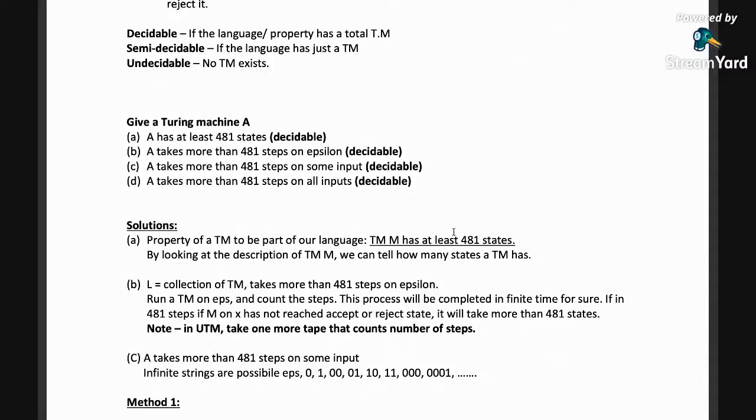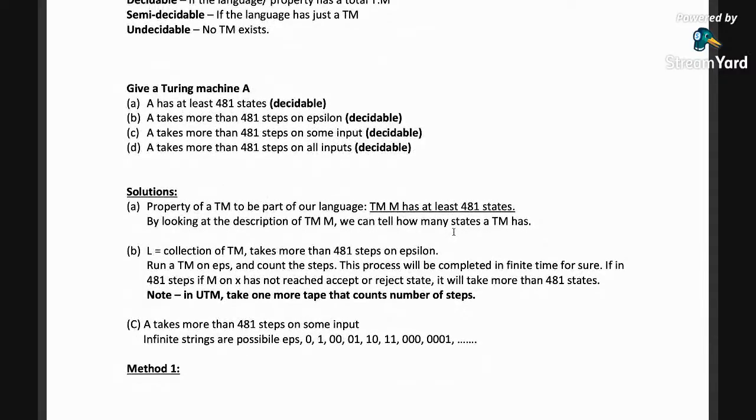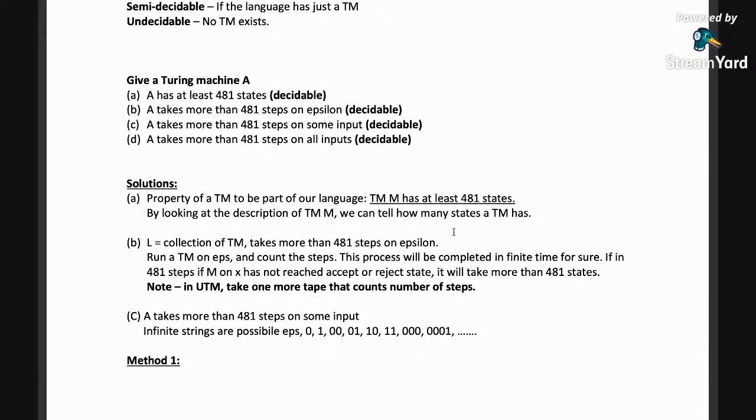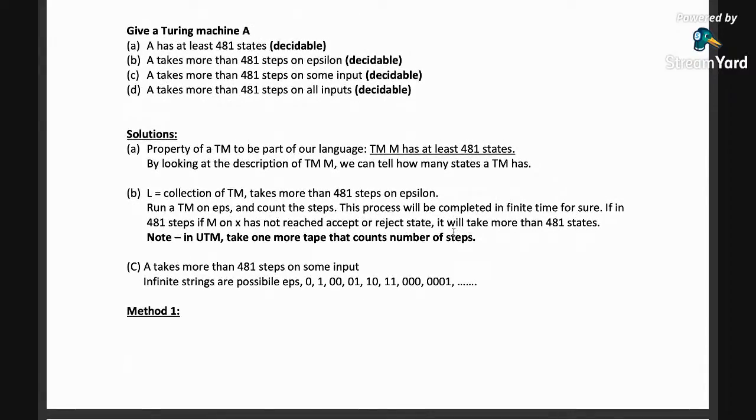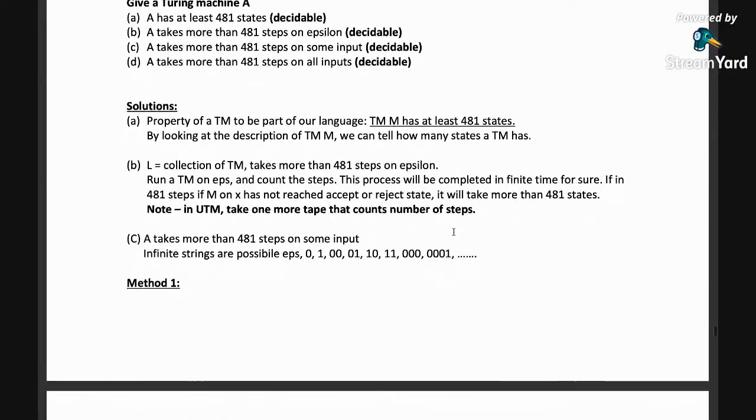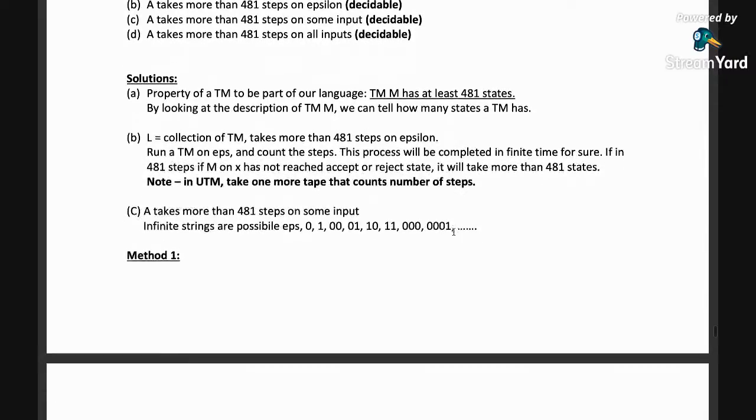Given a Turing machine, A has at least 481 states: decidable. A takes more than 481 steps on epsilon: decidable. A takes more than 481 steps on some input: decidable. A takes more than 481 steps on all inputs: decidable. Property of a Turing machine to be part of our language: has at least 481 states. By looking at the description of Turing machine M, we can tell how many states it has.